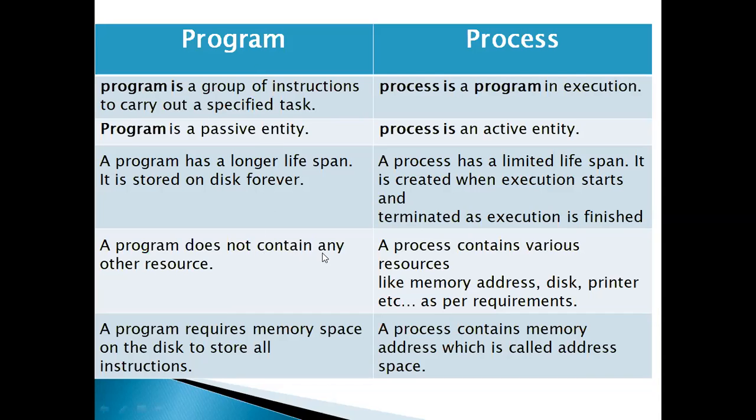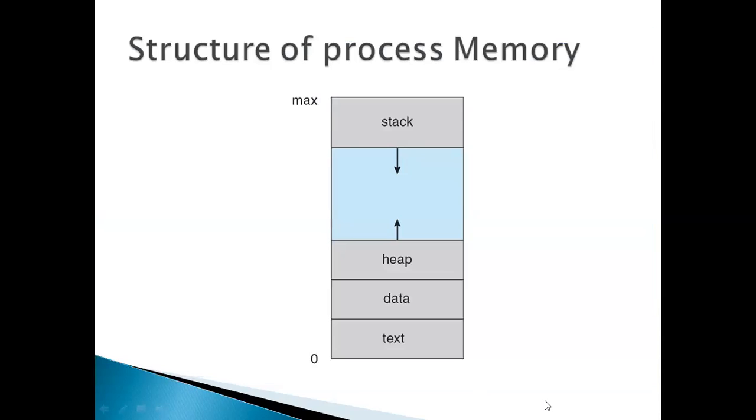A program does not contain any other resource, whereas a process contains some additional resources like memory address, disk, printer, etc. A program requires memory space on the disk to store all the instructions, whereas a process contains memory addresses which are called address space. Now let's see the structure of process memory.